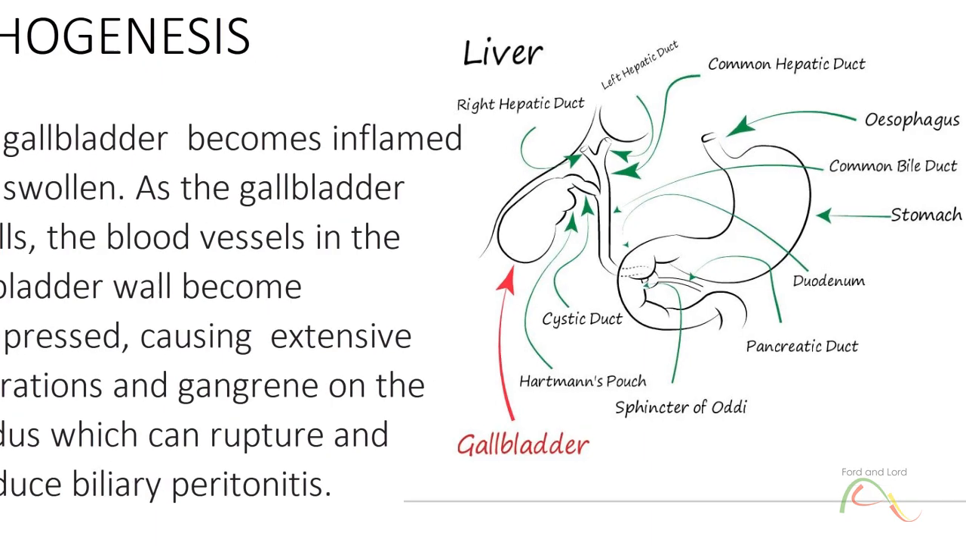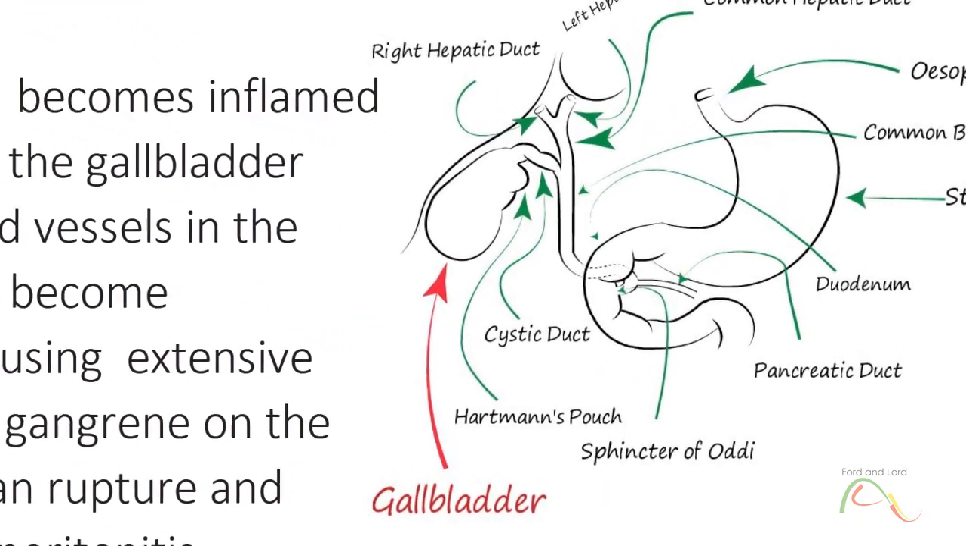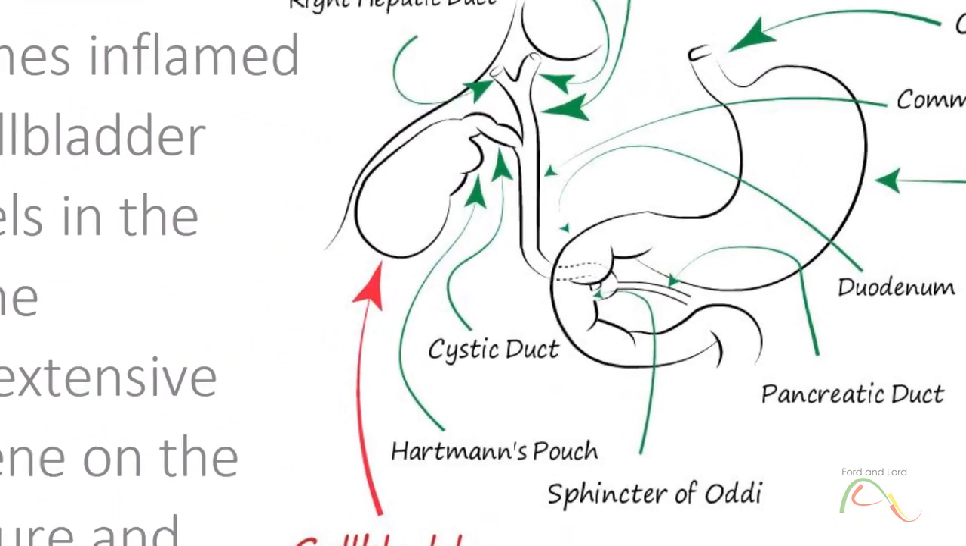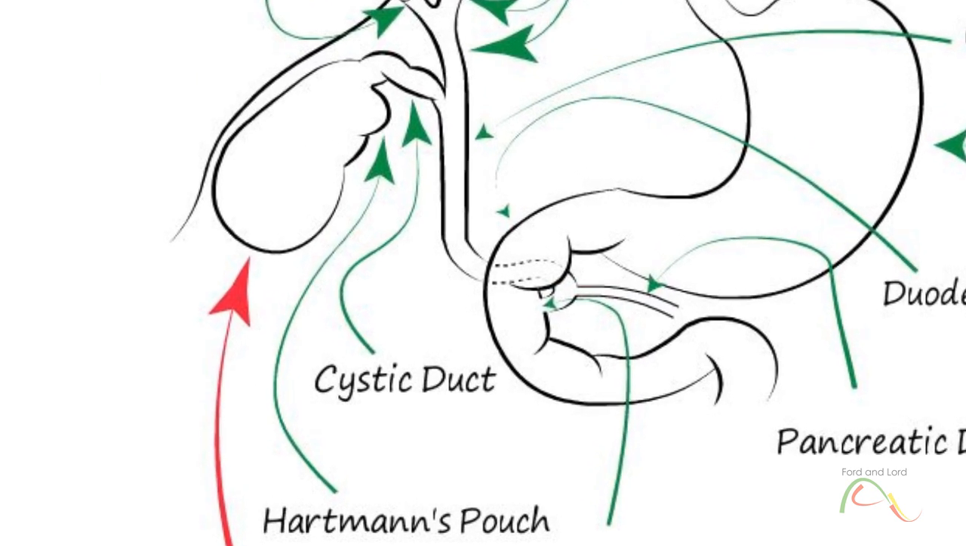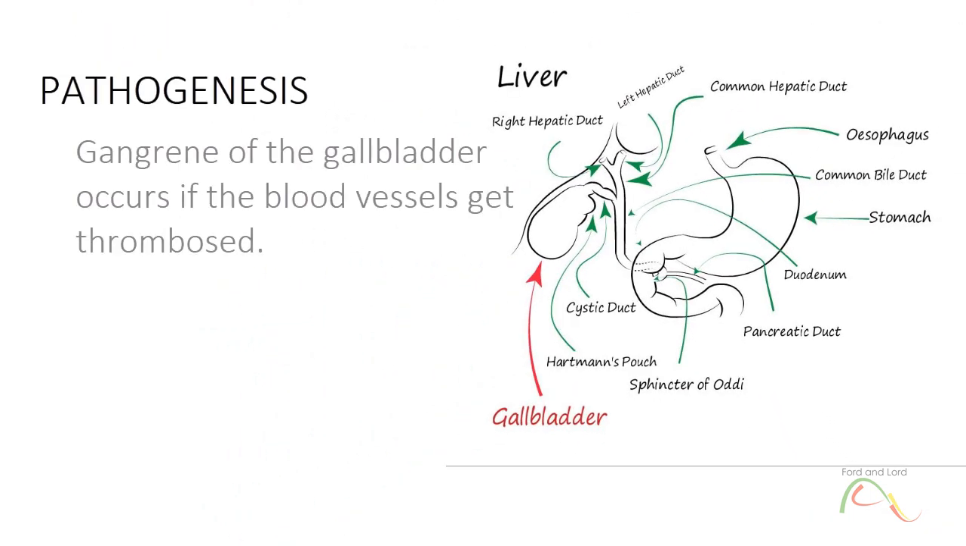Antibiotics can completely treat the condition, but recurrent attacks are common. Perforation can also occur when the stone is impacted in the Hartmann's pouch. Empyema of the gallbladder can also occur in diabetic patients and is associated with high-grade fever, chills, rigors, and even septicemia. Gangrene of gallbladder occurs if the blood vessels get thrombosed. All these features are more in an obstructive variety.